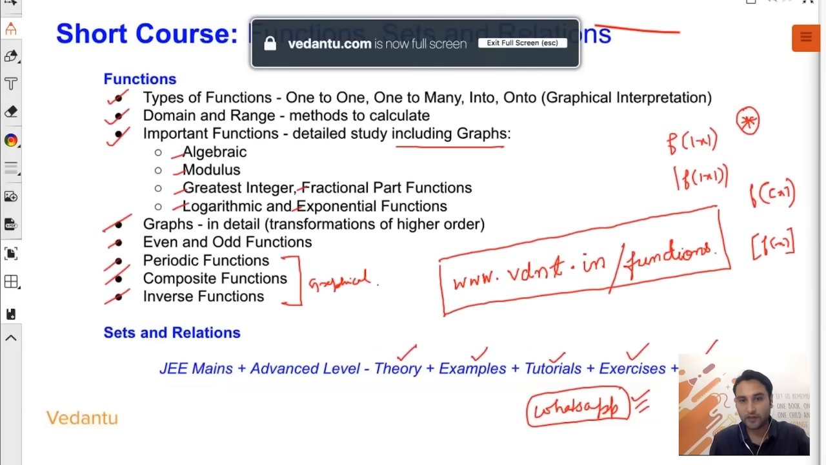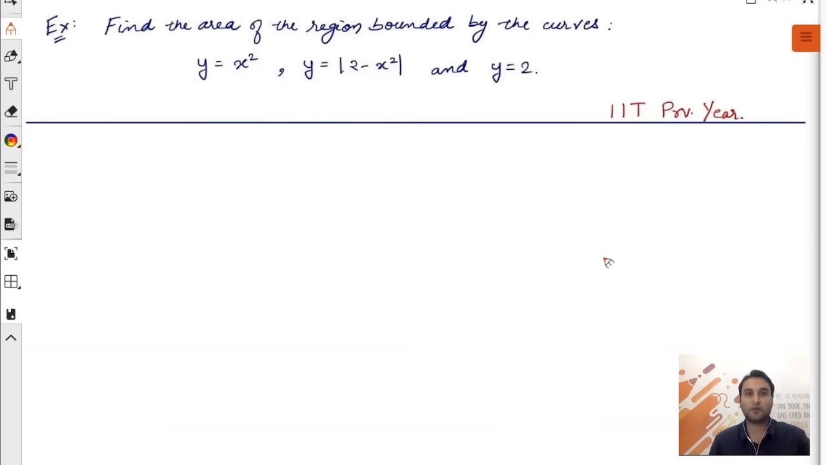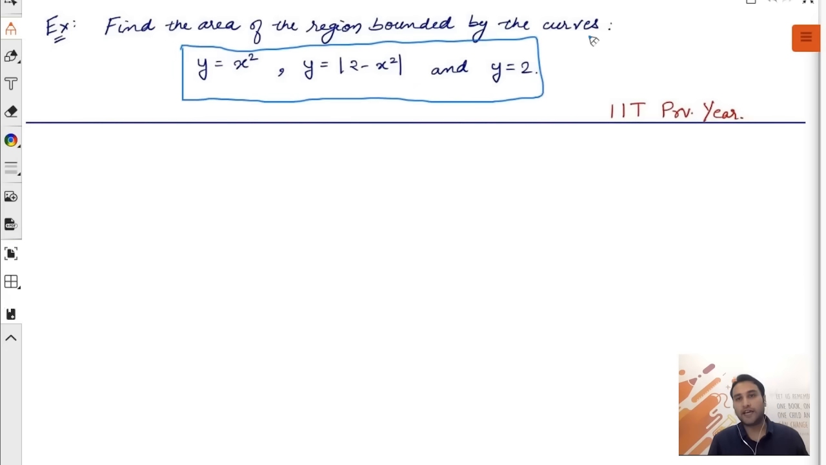Do you want to do one IIT problem? Yes or no? Yes. This is a very nice problem, by the way, that I'm going to give you. Again, I'm taking a problem of area under the curve. Forget about the integration, actually. By the way, this problem was of very high marks, a decent percentage of the entire paper. But forget about the integration.